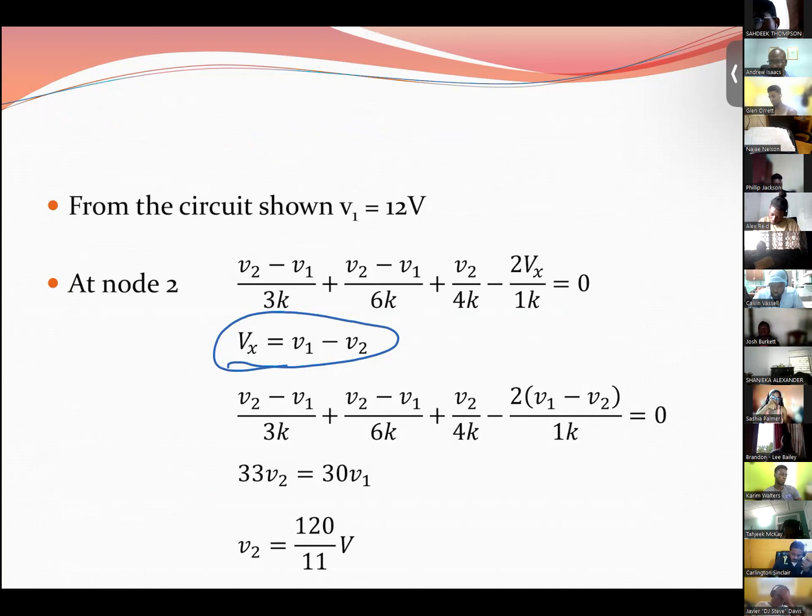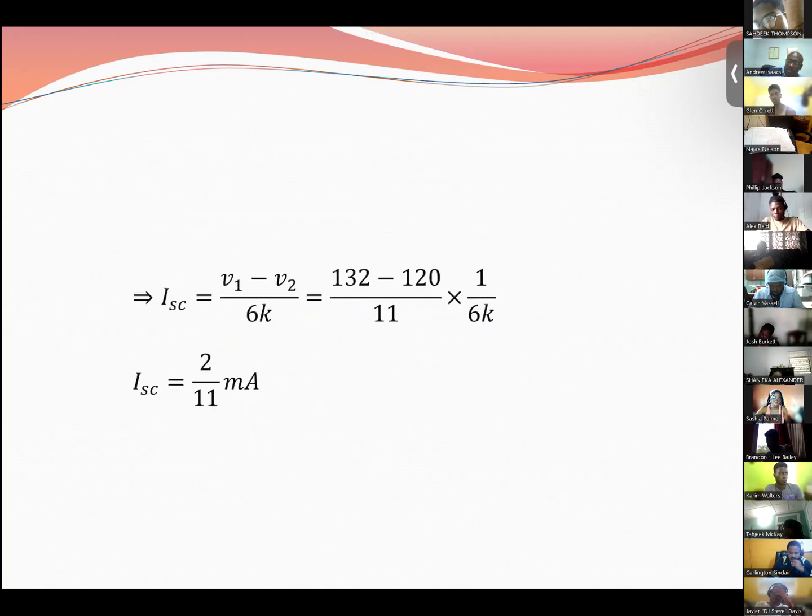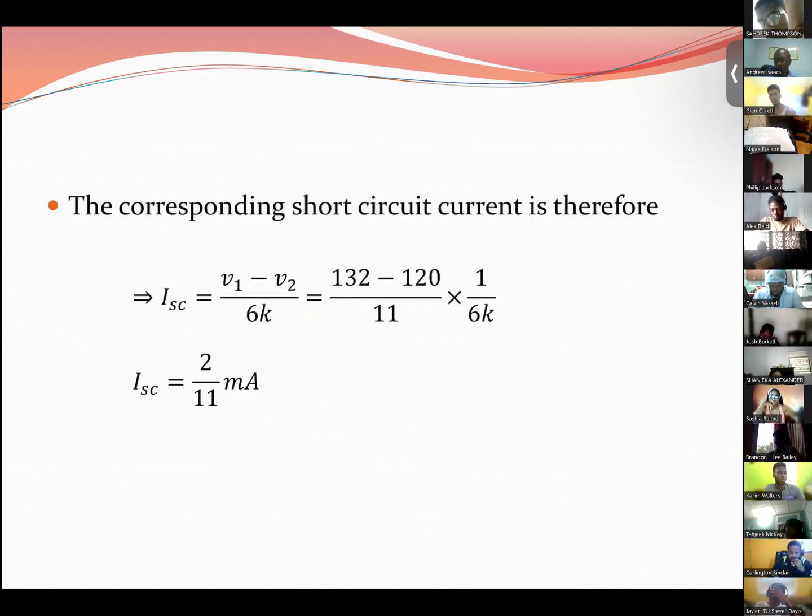So we have 120 over 11 V. But remember, what was the objective? The objective was to find the current through the short circuit. So we have V2, we have V1, and the current through the short circuit would be V1 minus V2 over 6K. We get 2 over 11 milliamperes.